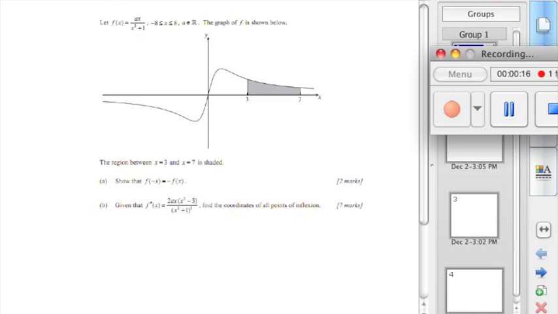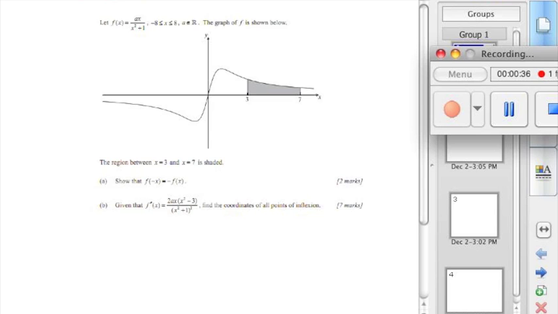The graph of f is shown below, and in this graph, the region between x equals 3 and x equals 7 is shaded. So the first part of this question, part A, asks us to show that f of negative x equals negative f of x. So in essence, what we're trying to show, the IB has told us that they do equal each other, but we need to prove that.